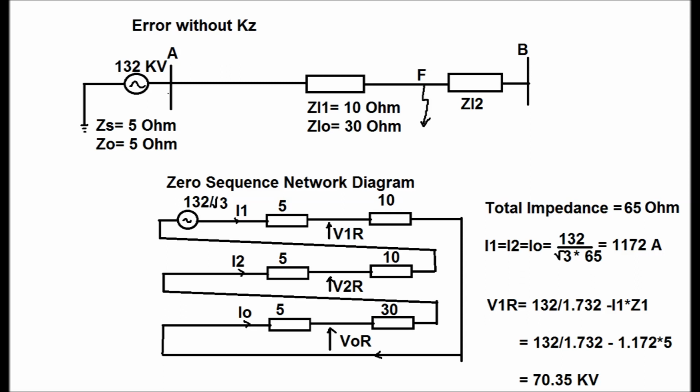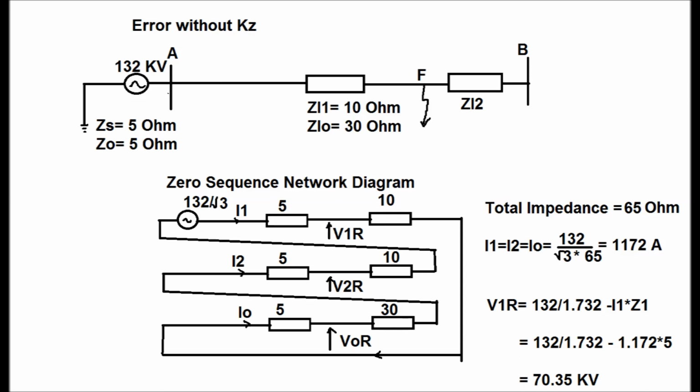And for the negative sequence component diagram, we have the negative sequence impedance of the source and of the line up to the fault point, that is 5 and 10 ohm respectively. And for the zero sequence impedance diagram, we have the zero sequence impedance of the source and of the line up to the fault point, that is 5 ohm and 30 ohm respectively. So the total impedance comes as 65 ohm.